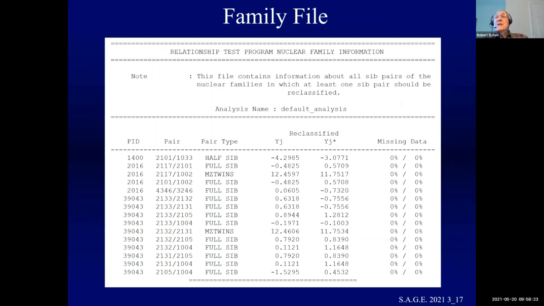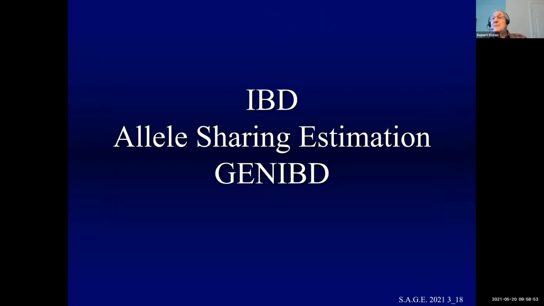Now you can get the information per family. That means nuclear family here. And I don't know if there's anything particular to look at here. It just tells you what the YJ was, what is after reclassification, and the YJ star. Okay.